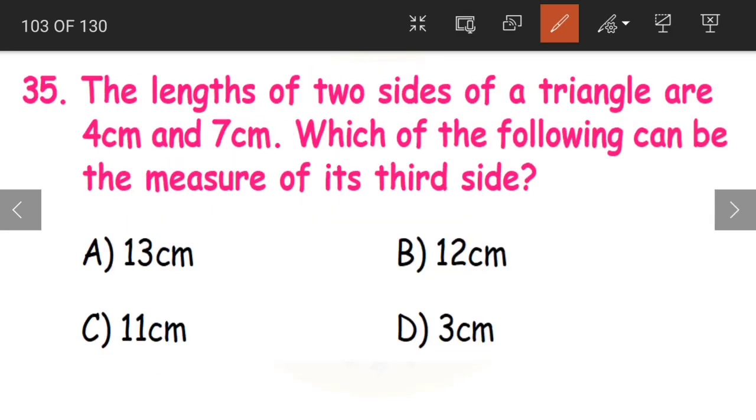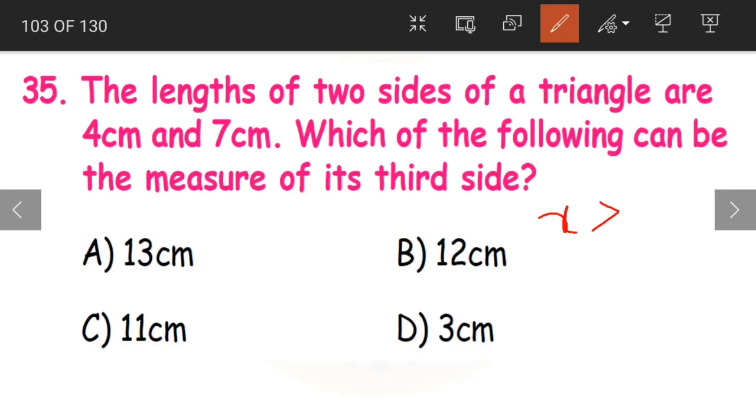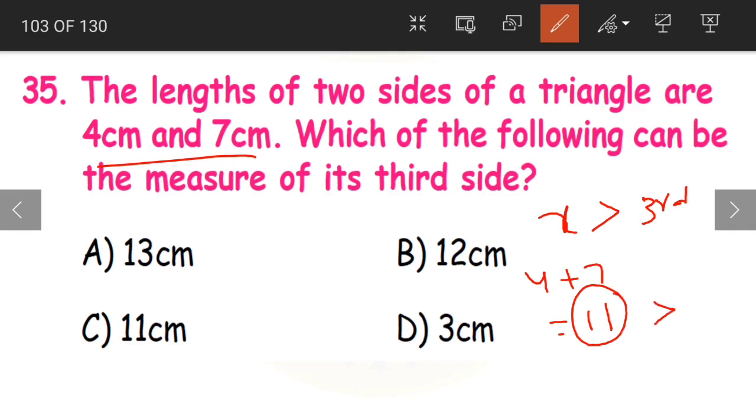Question 35. The lengths of 2 sides of a triangle are 4 centimeters and 7 centimeters. Now which of the following measures can be the measure of its third side? Just now what did we learn? That the sum is always greater. Sum should be greater than our third side. What is the sum? 4 plus 7, that is equal to 11. So the 11 should be greater than the measure of the third side. First option is 13. Is the sum, that is 11, greater than 13? No. So 13 is not our required answer.